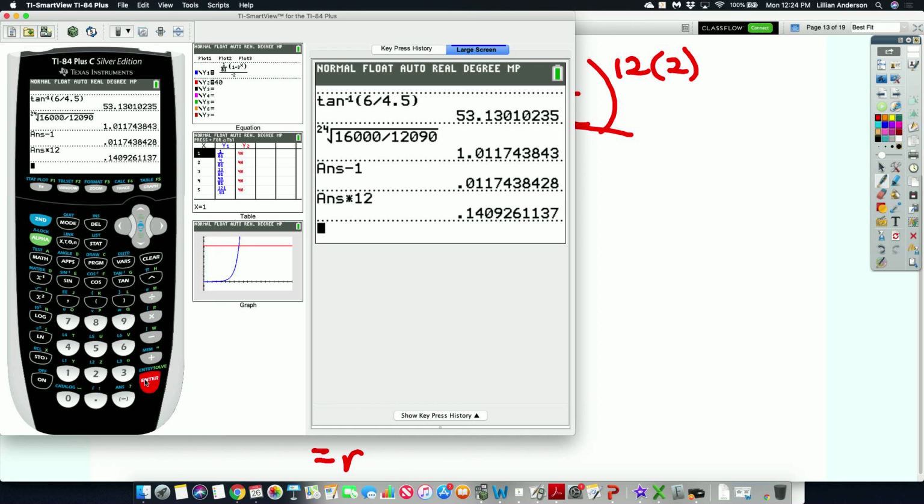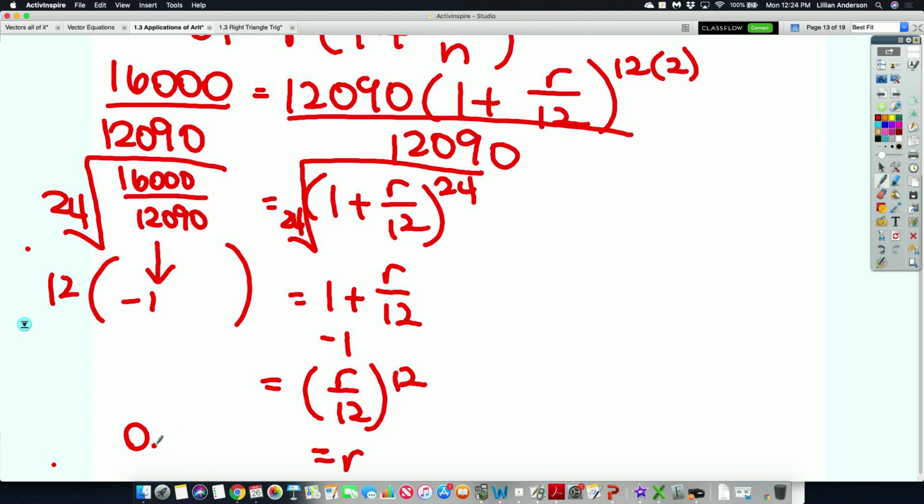Now that decimal, rounded to 3 significant figures, would be what? 0.141. Is that my percentage rate? How do I get to a percentage? So my interest rate is 14.1%. Questions?